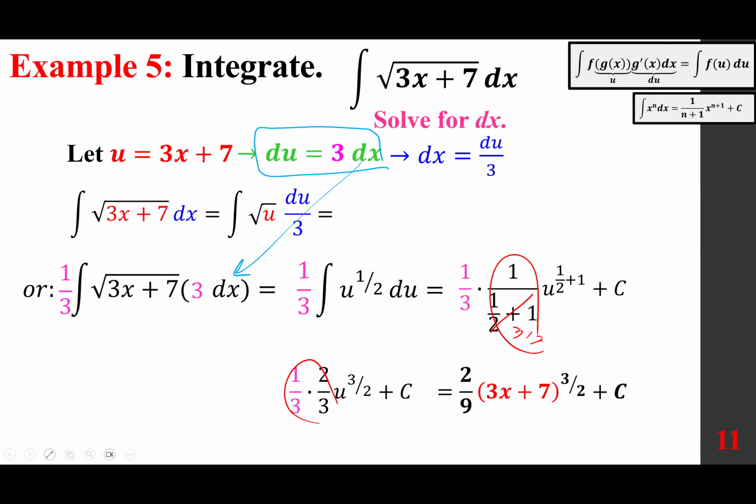You could put it in the same format, in which case you get 2 over 9 square root of 3x plus 7 cubed plus a constant. You can do that. And that exponent, everyone, you can put it inside or outside the radical. Makes no difference. It has the same meaning.